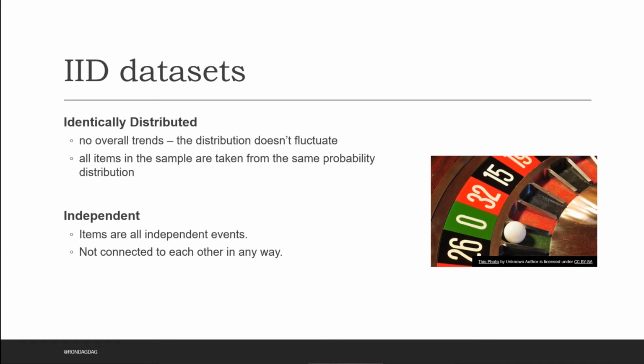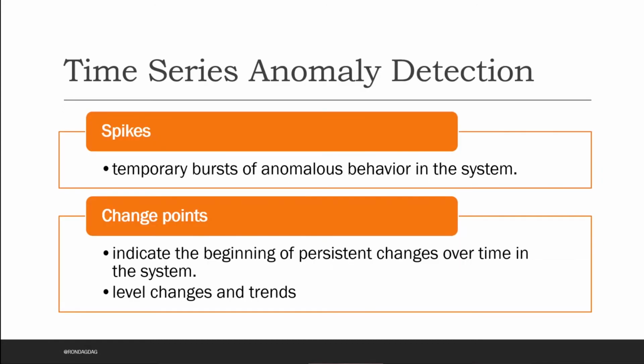within that cycle or within that wheel, right? And they're all independent events. That means every time you throw the ball, it's a different reading. It's not dependent on the previous reading. So your data set has to be independent from each other and then identically distributed. So those are the requirements that you would need to use. Time series anomaly detection can be spikes and change points. What you can detect, that's the easiest one, where you can indicate persistent changes over time and level changes.